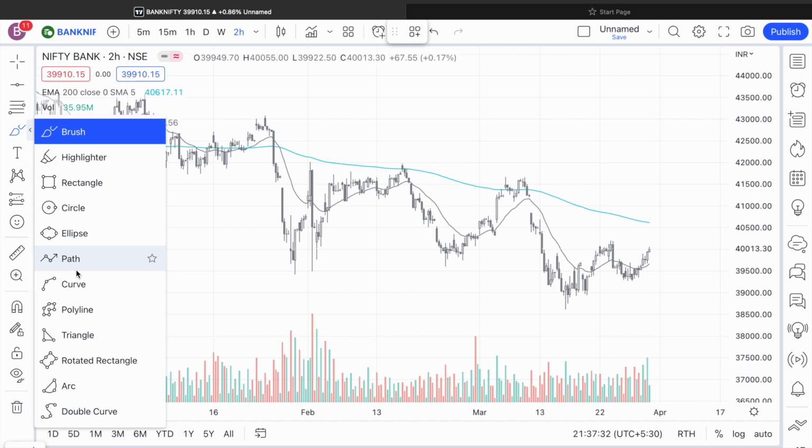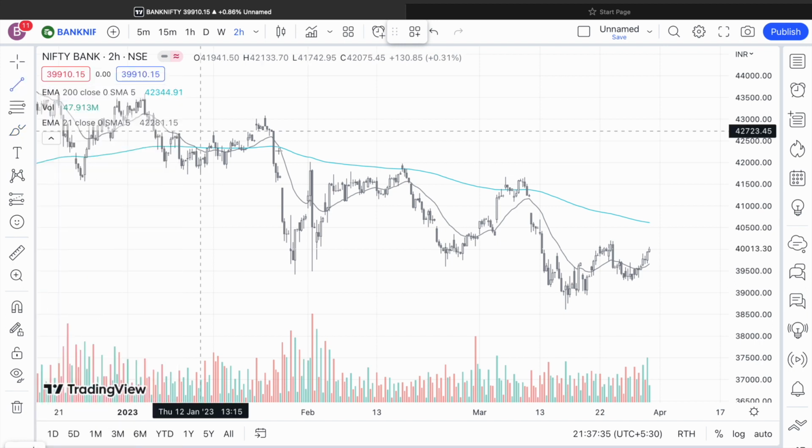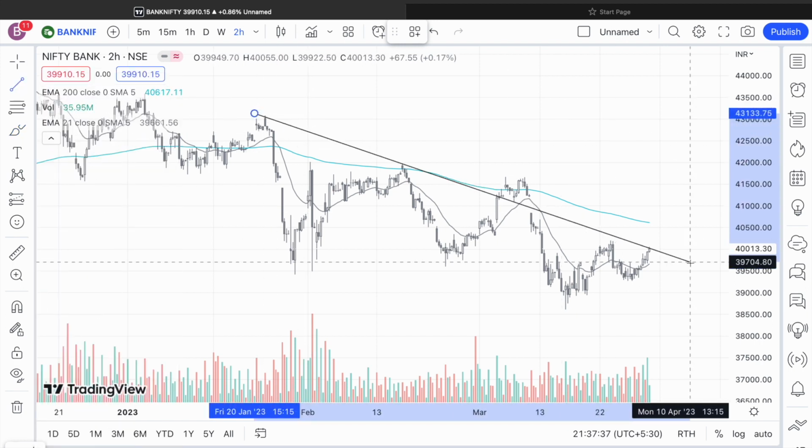So if I plot, just 1 second, yeah, so this is our resistance trend line, right? This one.